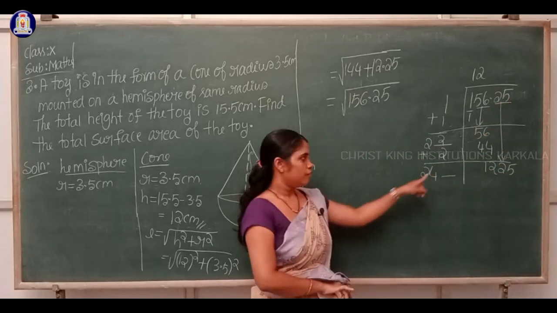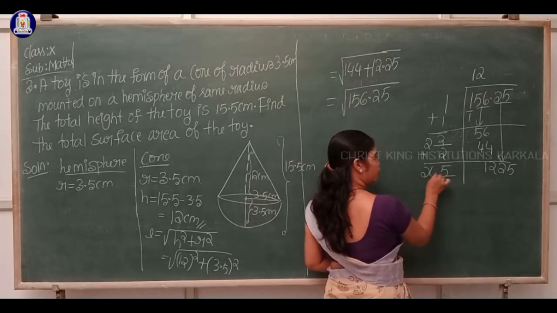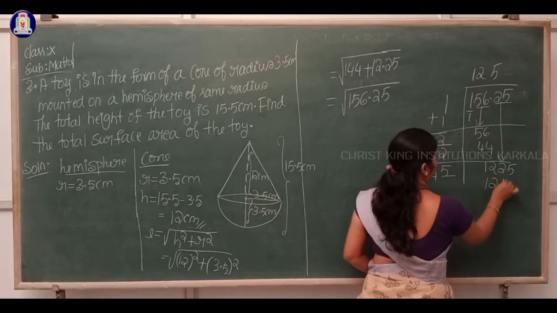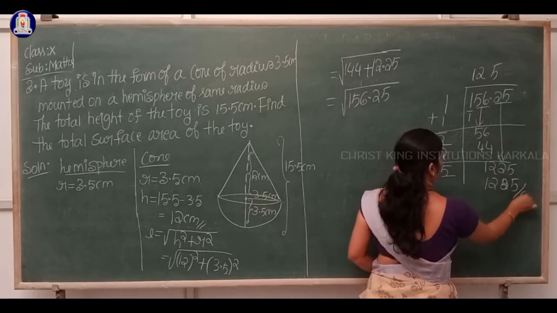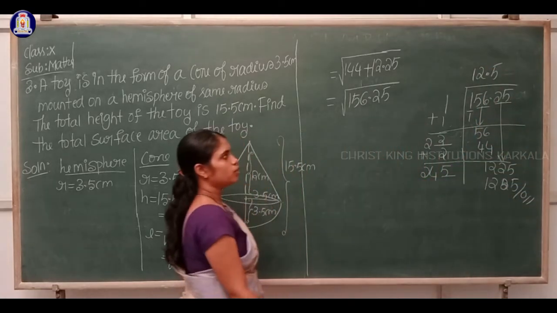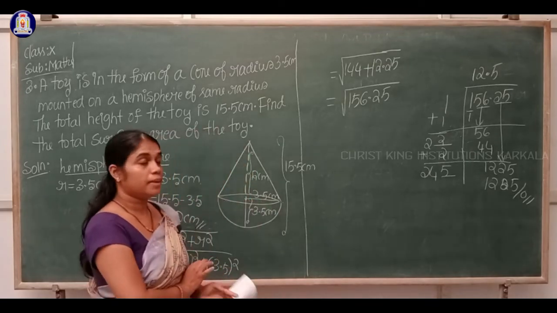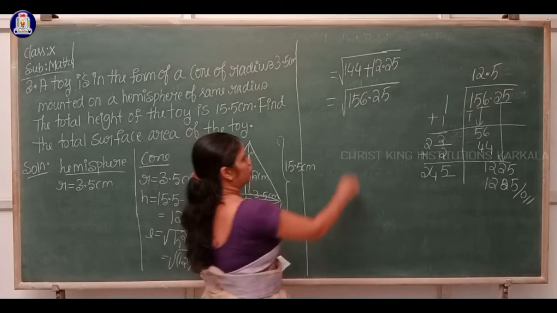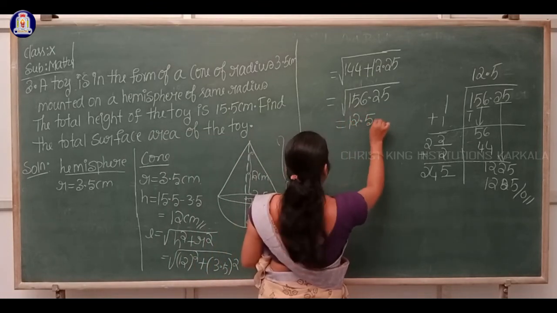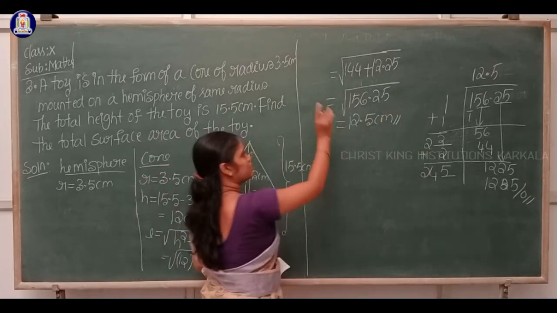So now which number will you choose? If I choose 5, 245 into 5 equal to how much? 1225 you will get. Here take the decimal point. Therefore, the square root of 156.25 is given by 12.5. What is the unit? Centimeter. So this is the value of the slant height.